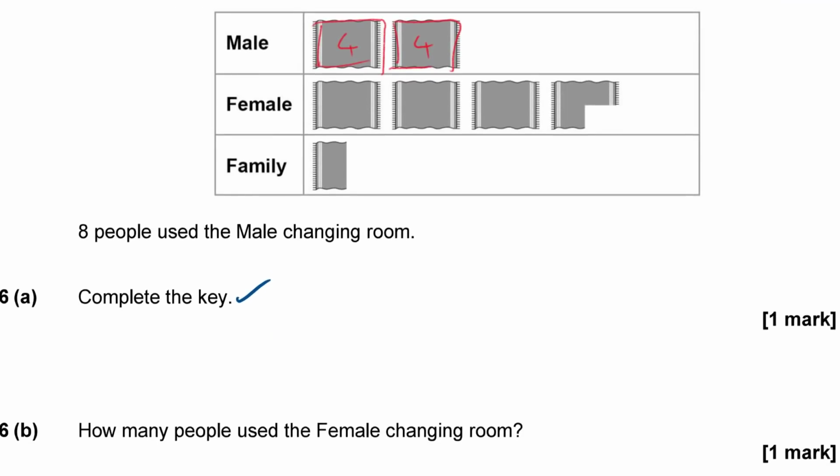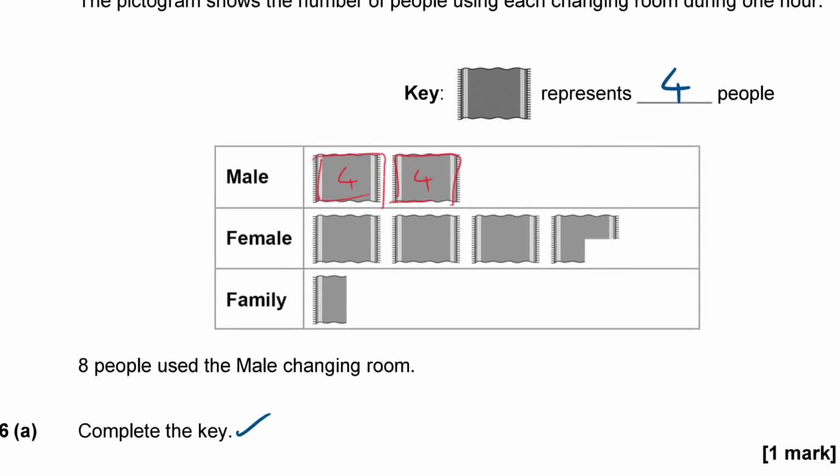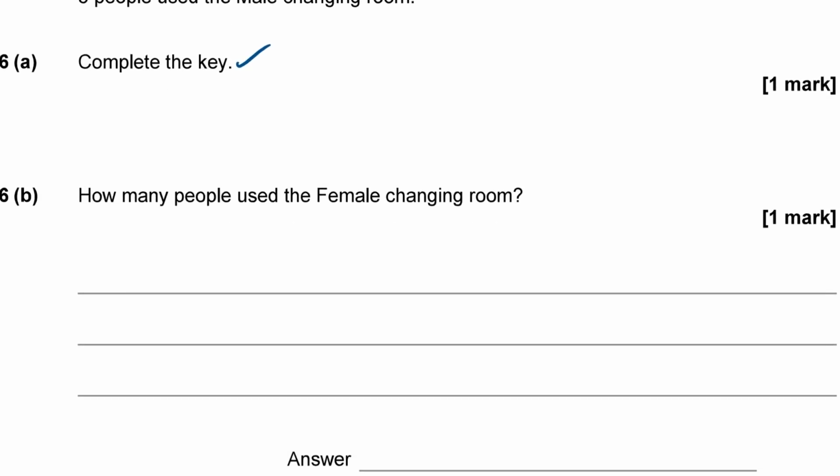And then the next part of the question says, how many people use the female changing room? Okay, so we've said each towel represents 4 people. So 4, 8, 12, and I've got a towel with a chunk cut out of it. So that looks like a quarter of it has been cut off. So if the towel represents 4, then each piece must be worth 1, so that's 3 people, isn't it? So altogether I've got 4, 8, 12, and 3 makes 15. So how many people use the female changing room? It's going to be 15 people.